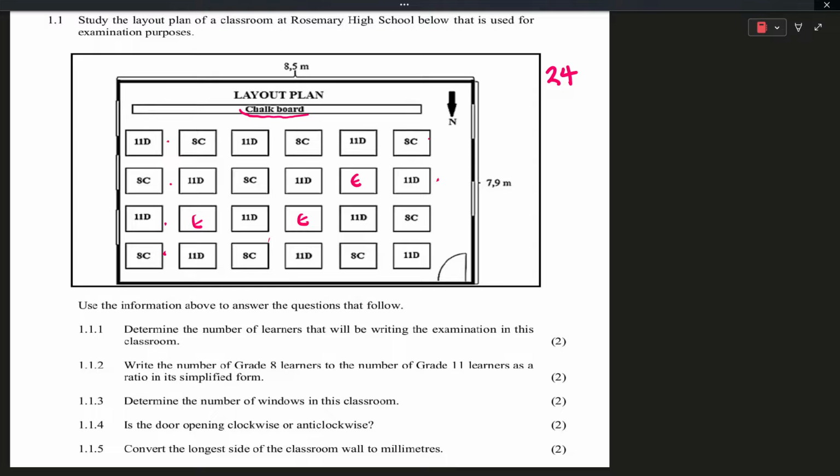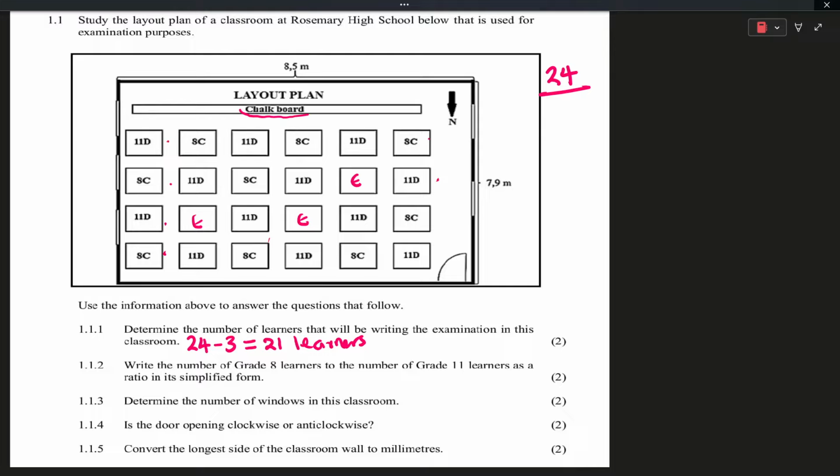The first question is, determine the number of learners that will be writing the examination in this classroom. Remember, where there's E, it's empty. How many are they? Because I told you that is 24 seats, which means 24 minus those three empty seats is going to be 21 learners. That is the answer for the first one. I hope we are clear on that.